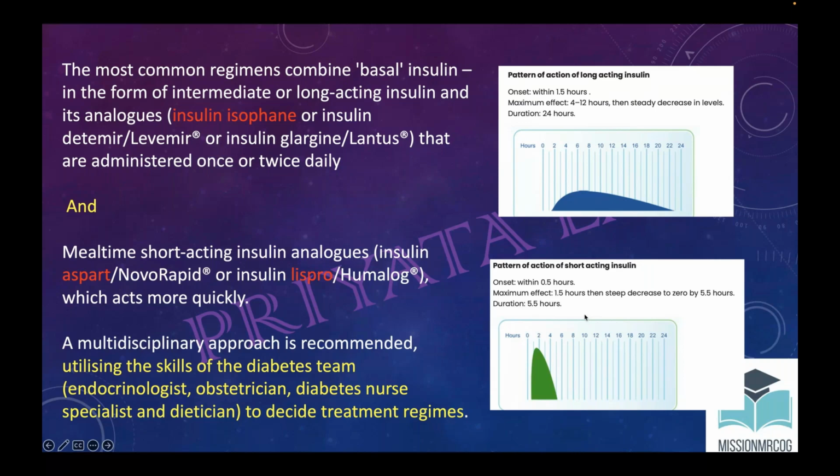Isophane will be the intermediate acting insulin, and glargine and detemir, these are the long acting insulins. So this way the long acting insulin can act. Now you can see that maximum effect will be in 6 to 12 hours, and usually the duration will be 24 hours.